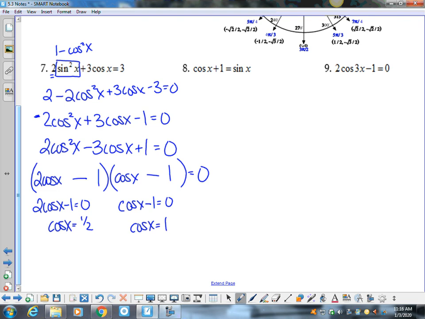And I need to know where cosine is a 1/2. So that would come from a pretty ugly. And pretty uglies are up here and down here, but it's x because it's cosine, and it's positive, so x would have to be positive. So it's this guy and this guy. And so those are my thirds. So x equals pi over 3 and 5 pi over 3.